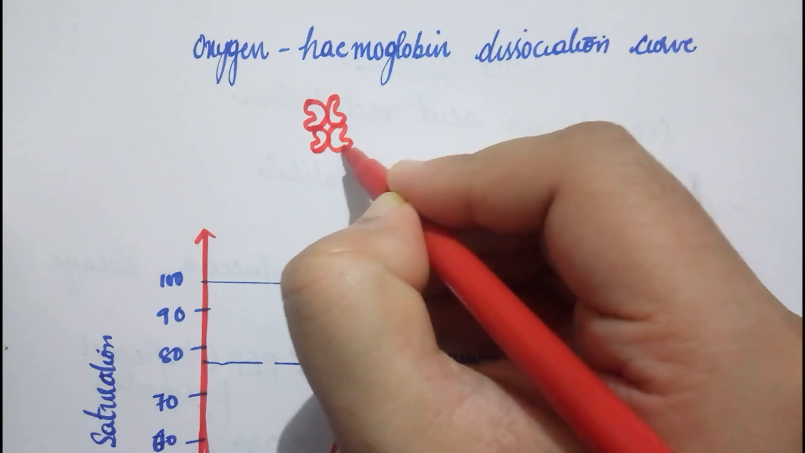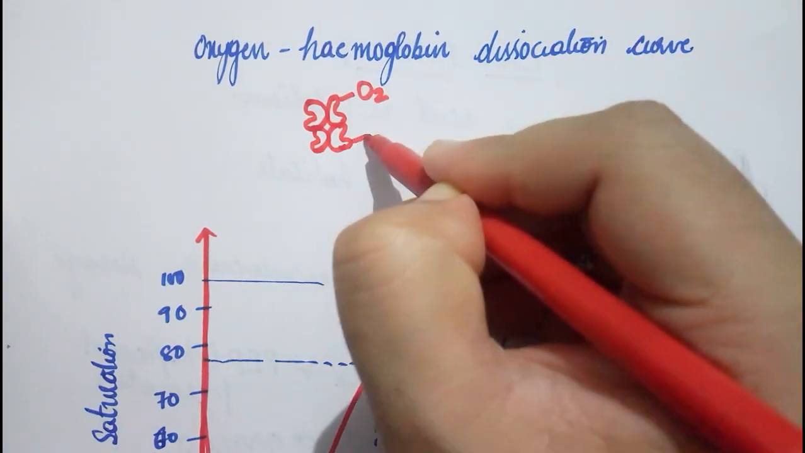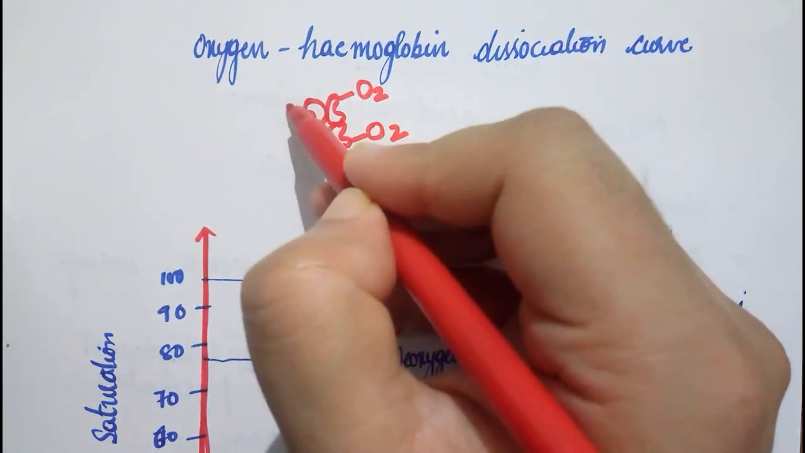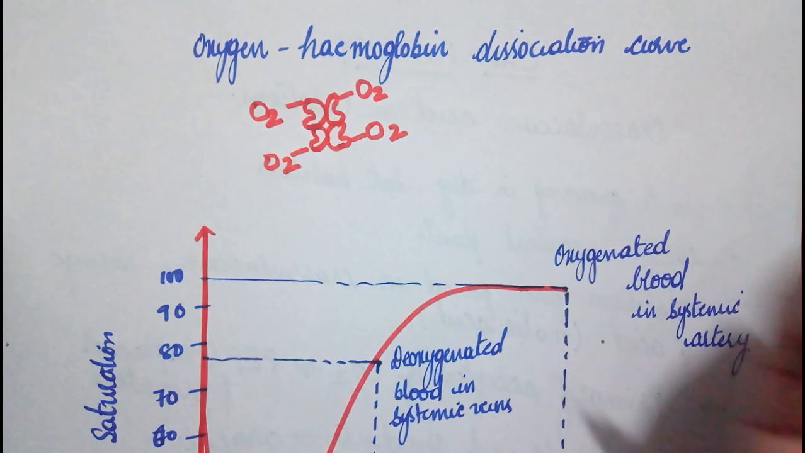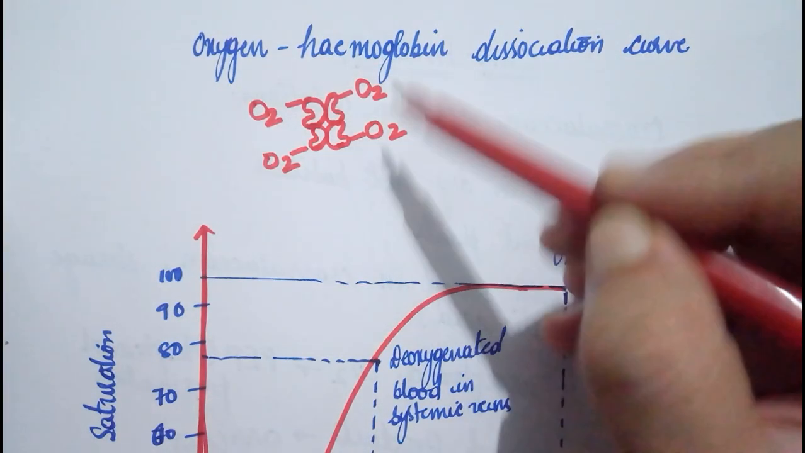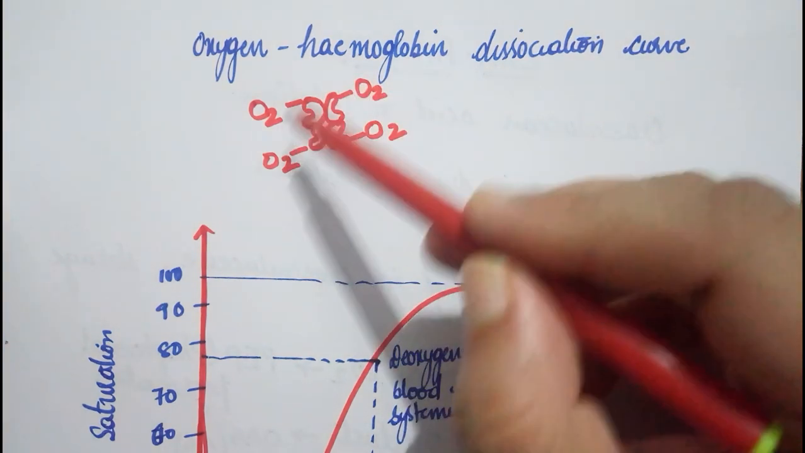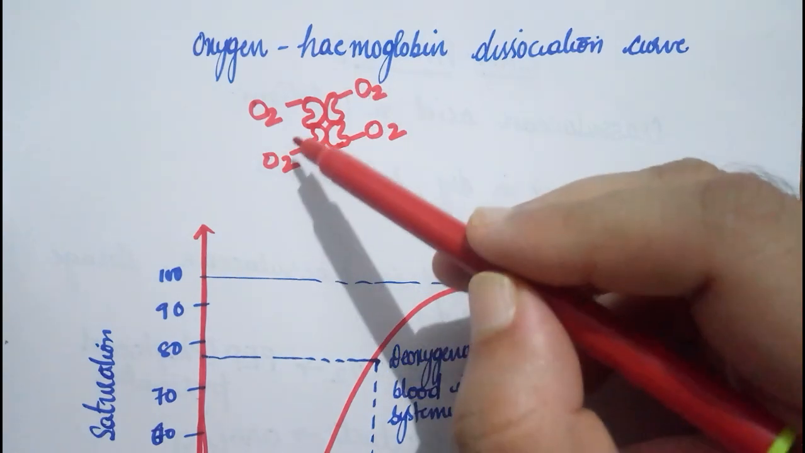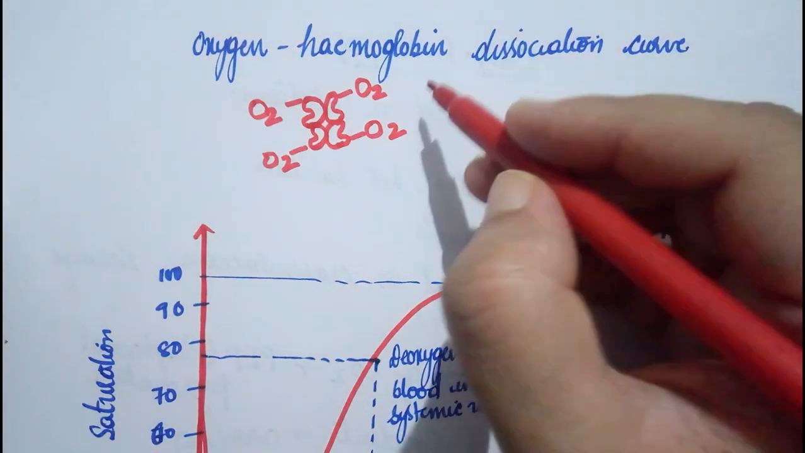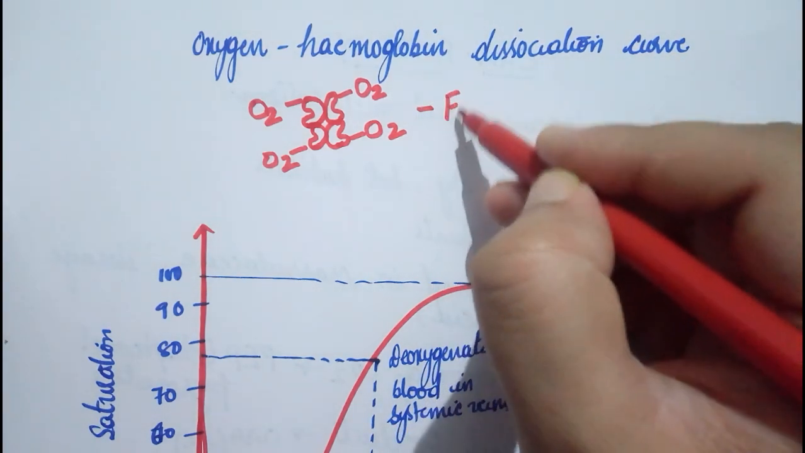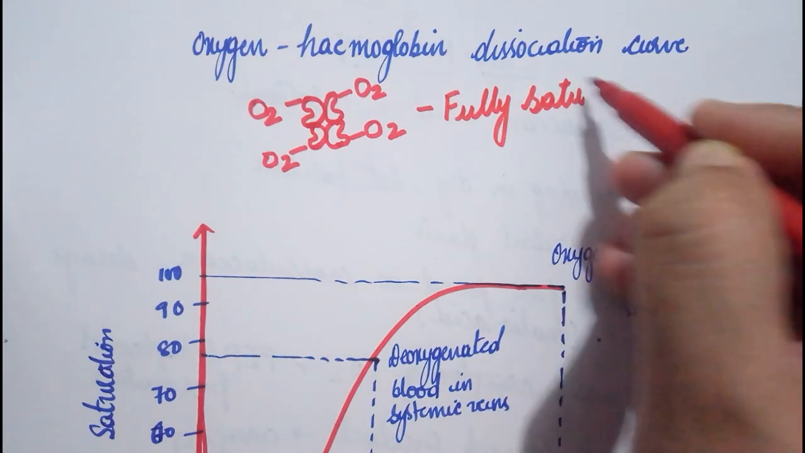Now, this hemoglobin molecule can bind to four oxygen molecules. One hemoglobin can bind to four oxygen molecules like this. So, this is one basic thing that we should understand: if all the four sites of the hemoglobin are bound with oxygen, then it is called a fully saturated hemoglobin molecule.